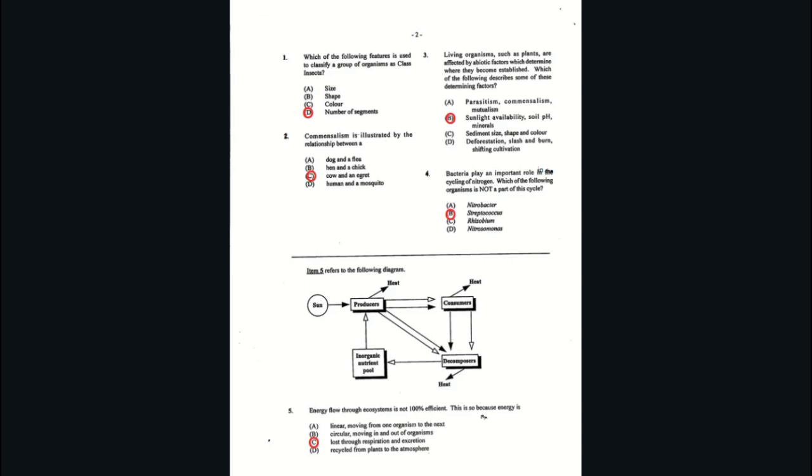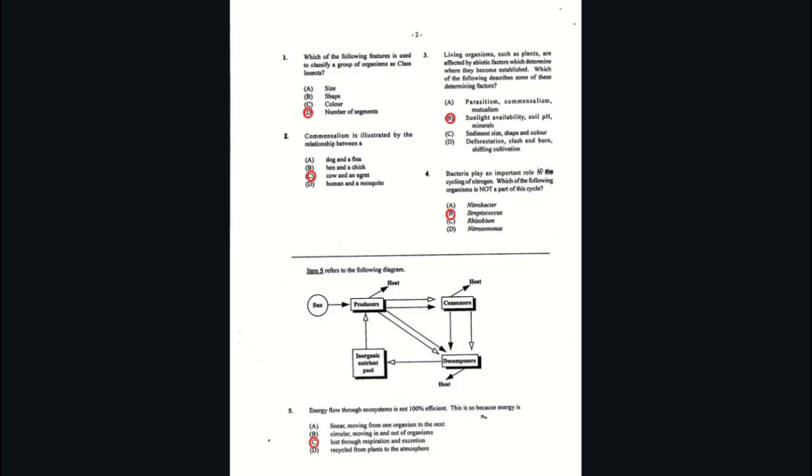Number four says a bacteria plays an important role in the cycling of nitrogen. Which of the following organisms is not a part of this cycle? So let's just say you don't remember the nitrogen cycle, you don't remember anything that goes on, but we know that obviously nitrogen is in it.